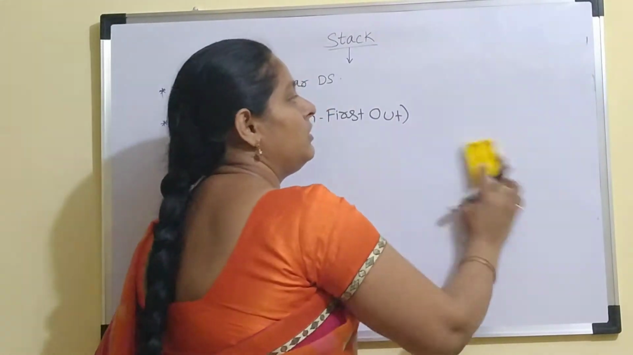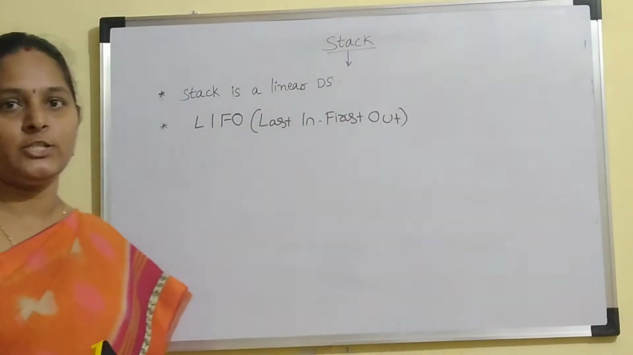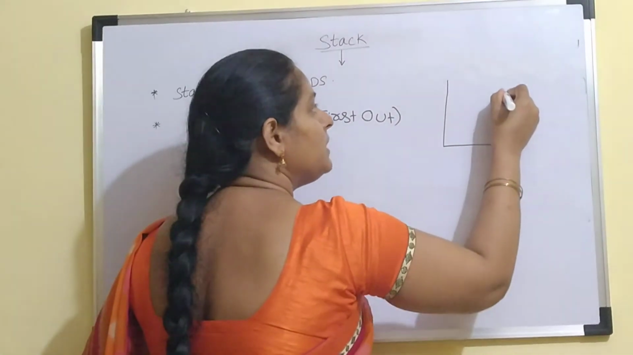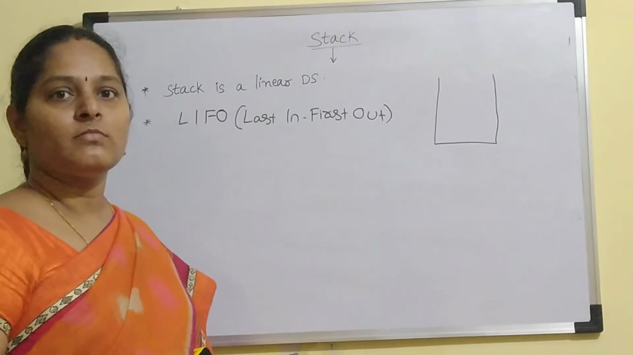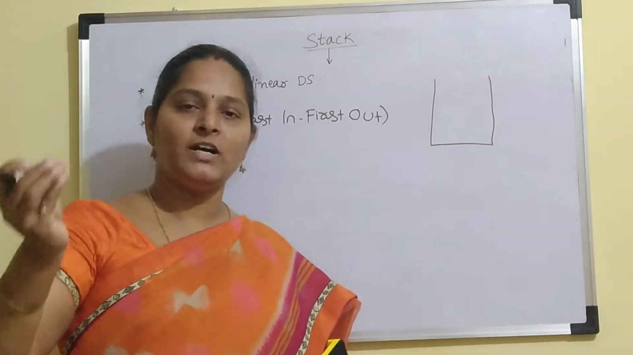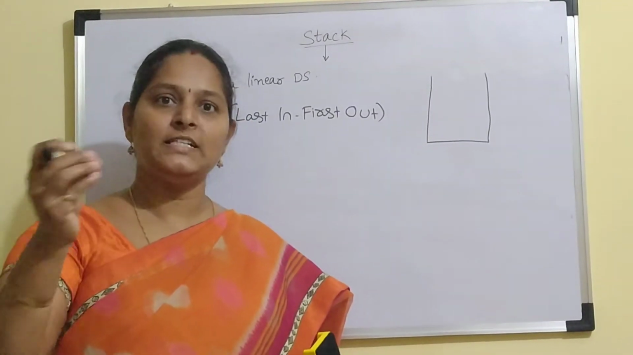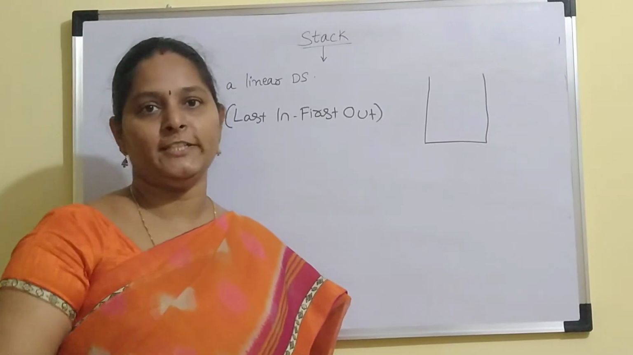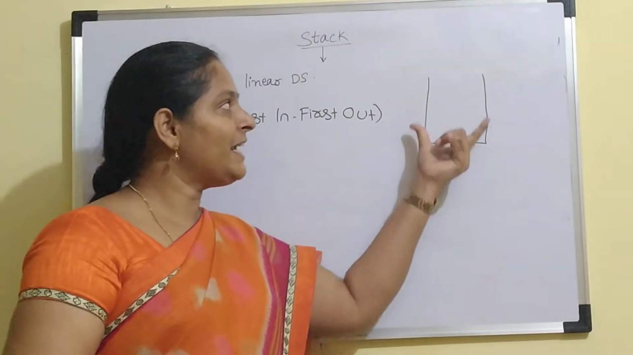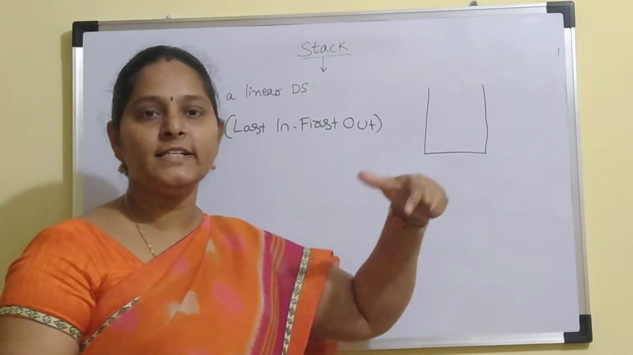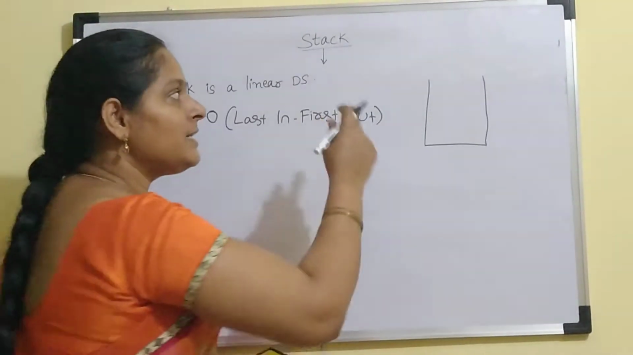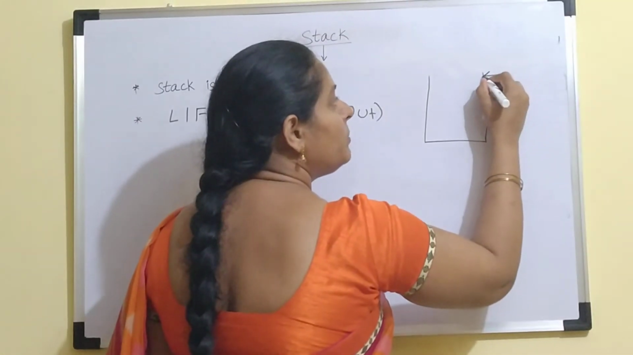Let me tell you what the structure of the stack data structure is. The stack structure will look like this. It's similar to a box. If you see any cotton box, of course we will open one end of the cotton box for putting the contents into it, right? Similarly, in the case of stack data structure also, there will be one end open for us for inserting the data elements into the stack and for removing the data elements from the stack. That end we are calling the top of the stack.